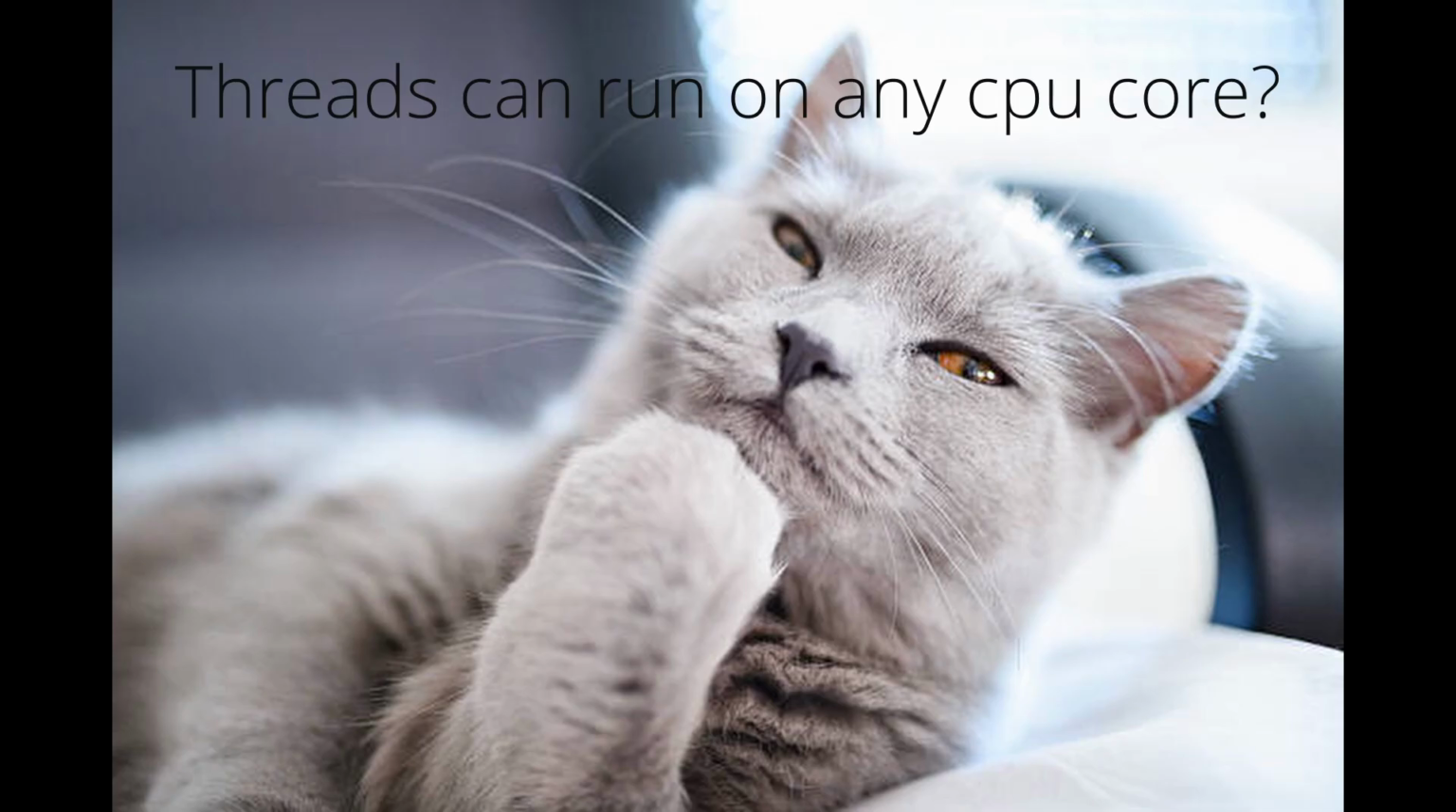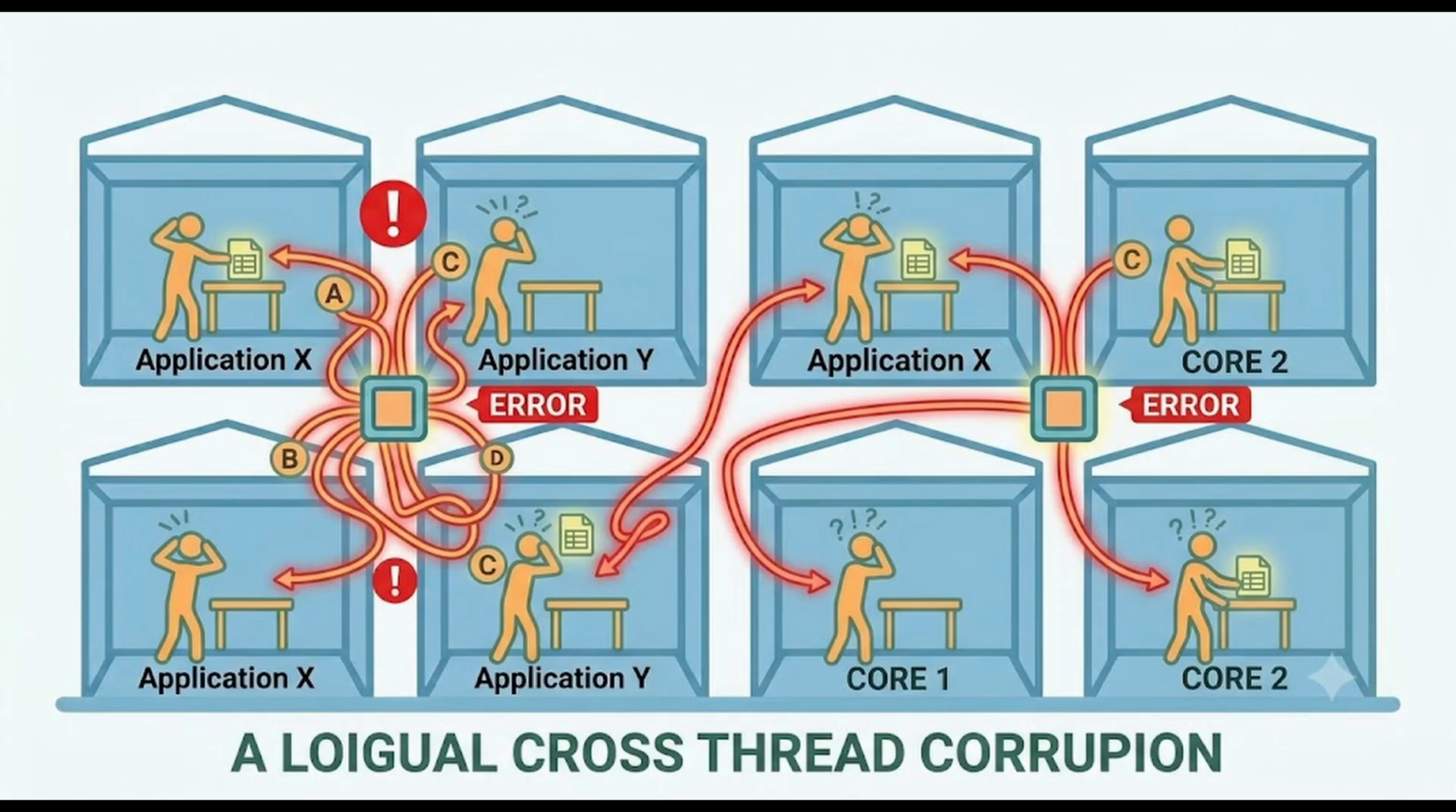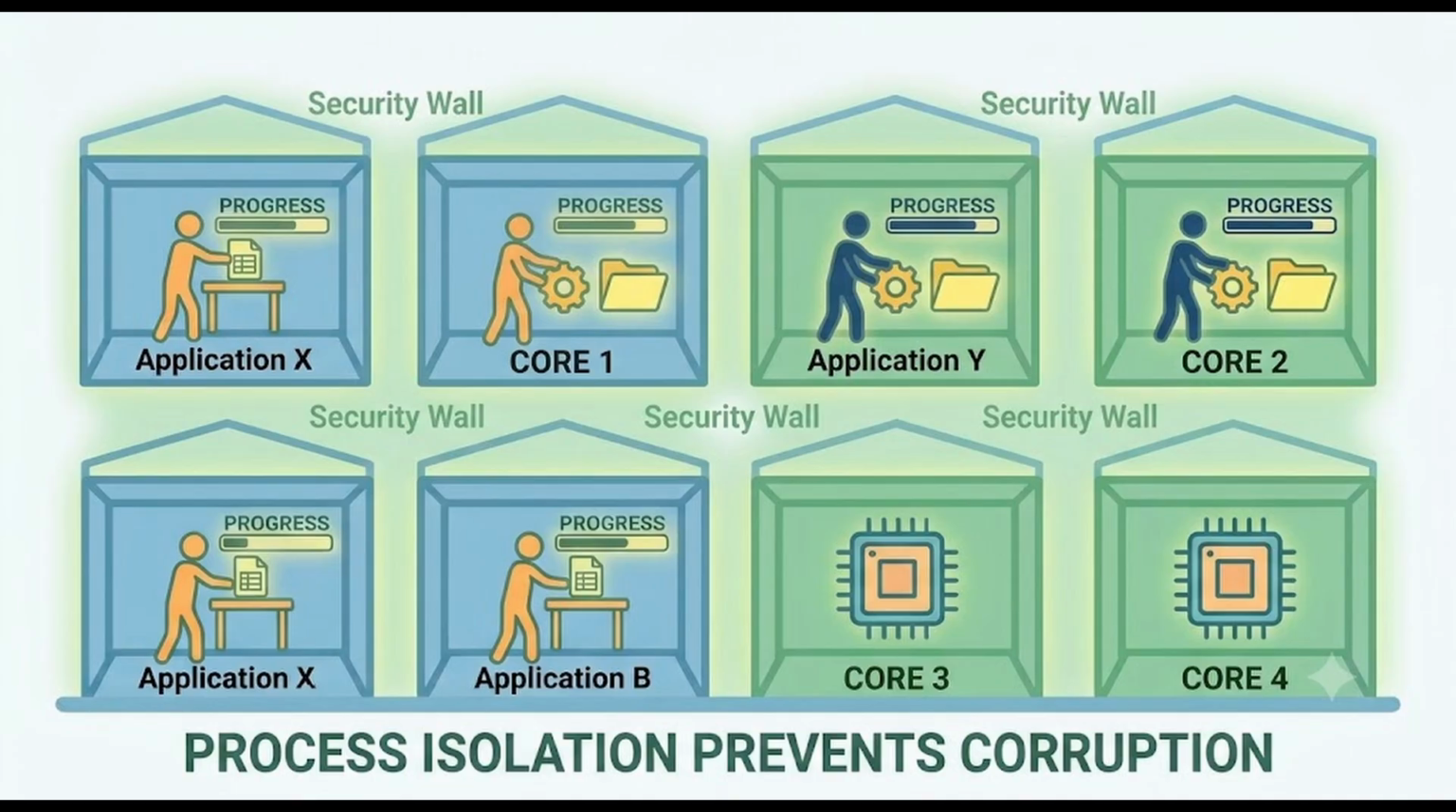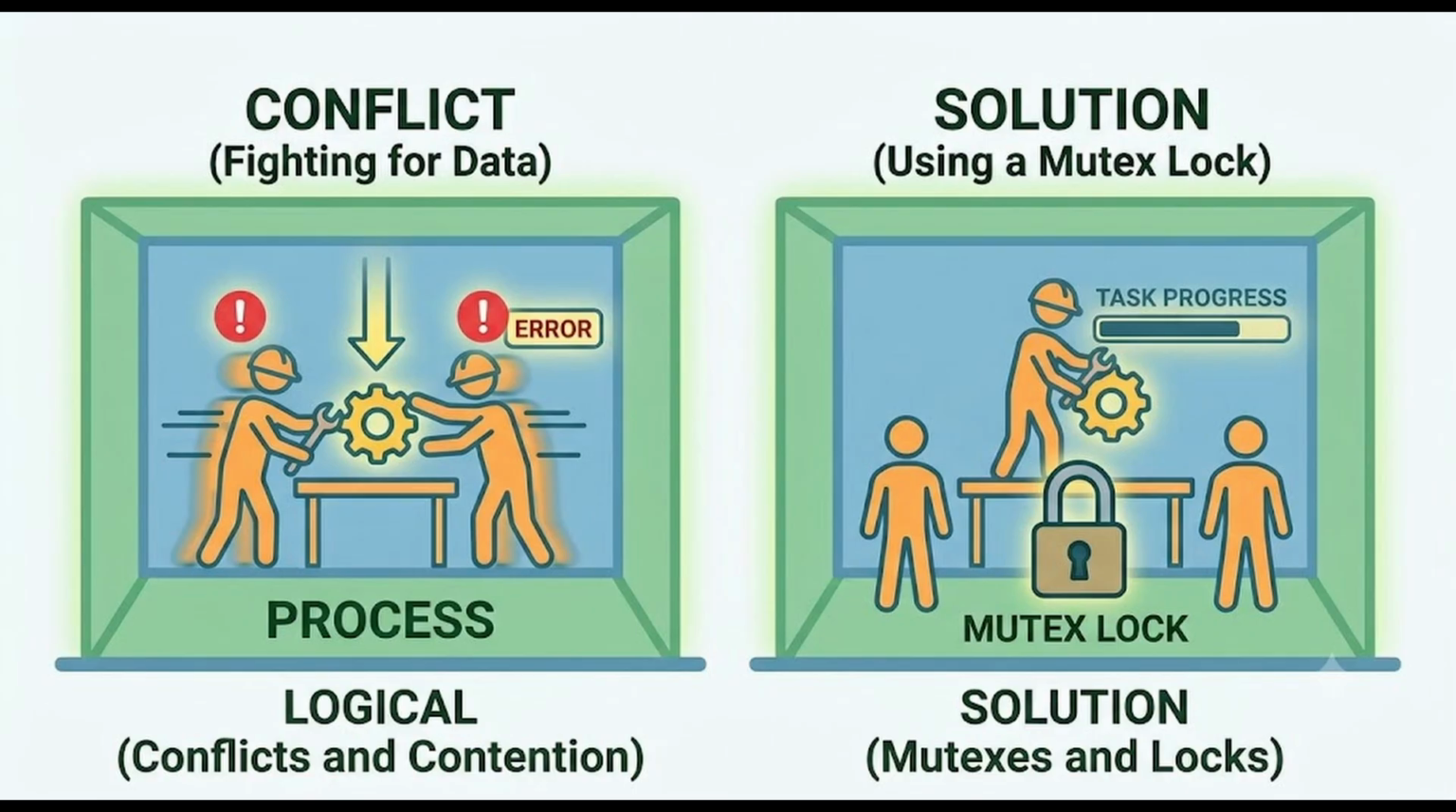So if threads can run on any CPU core, won't there be any cross-application thread corruption? No, because a process blocks them from touching other apps. A process isolates resources for the threads of an application. But be careful. While processes stop cross-app corruption, race conditions and deadlocks can still happen inside your own application if your own threads try to fight over the exact same shared memory at the exact same millisecond. You have to use tools like mutexes to prevent this.